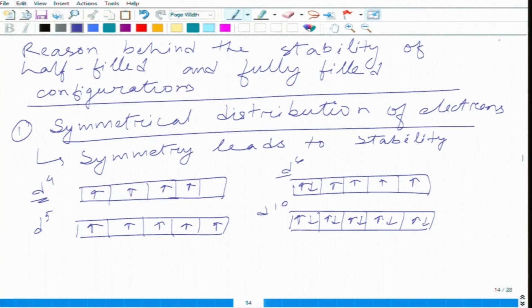So, what is the difference? In d4, one orbital is vacant. In d6, one orbital has 2 electrons and the others have 1 electron. So, all the orbitals are not the same. So, they do not have symmetry. But in d5, all orbitals have single electrons, and in d10, all orbitals have 2 electrons. So, they have symmetry. Due to this symmetry, half filled and fully filled configurations gain some extra stability.